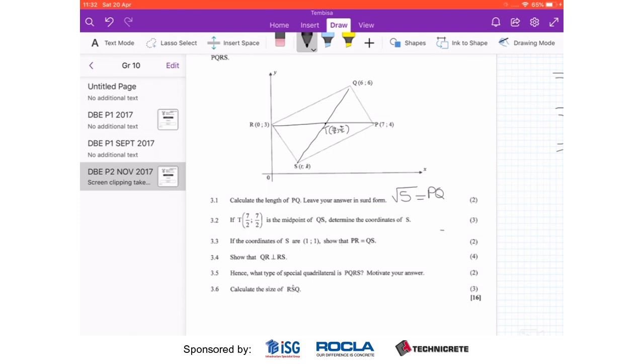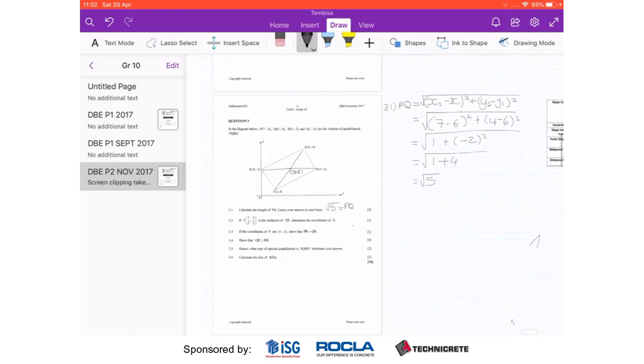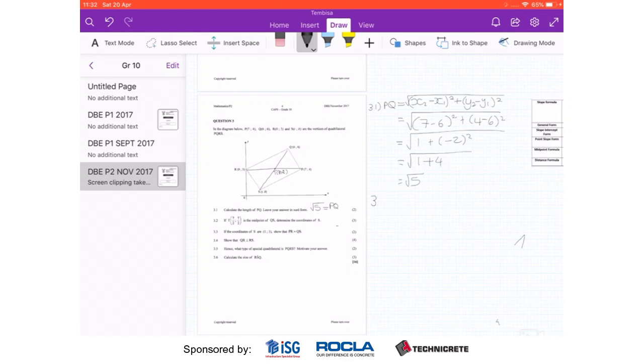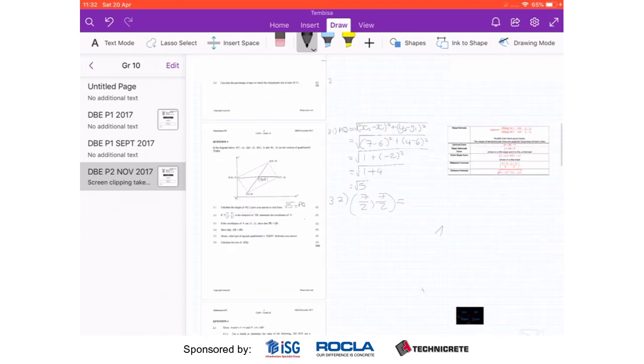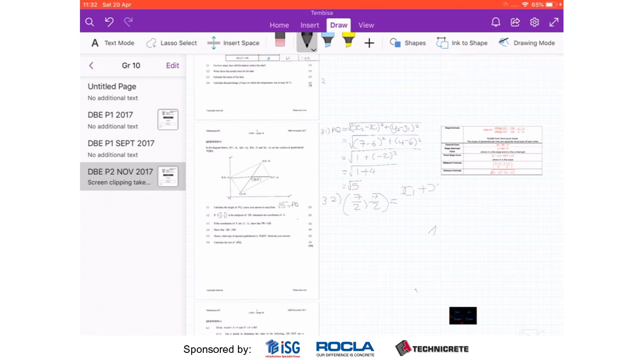So what are we using now? We're using the midpoint formula. Because we have Q, we have the midpoint, we are finding S. So it's actually you making use of that formula. Because we know the midpoint, which is 7 over 2, 7 over 2. And the midpoint formula is x1 plus x2 over 2, and y1 plus y2 over 2. But let's work with the x's first.